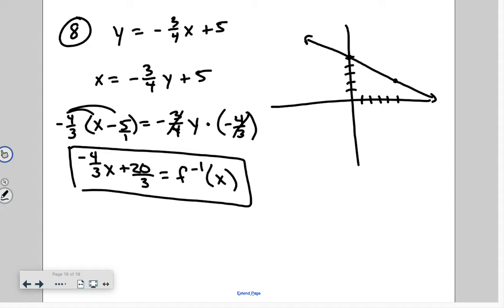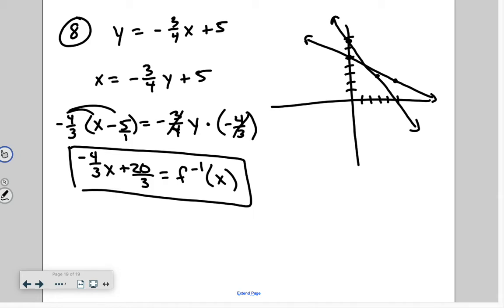So now let's say we graph this so that we can kind of take a look at the reflection. It's a little bit harder because of the 20/3, so we're going to have to kind of approximate it. But 20/3 is what as a mixed number or a decimal? 6 and 2/3. So we'd come up here to approximately 6 and 2/3. Let's say it's about right there. And then we use our slope. We go down 4/3. Which would be about right here, somewhere in there. And we draw that line in.